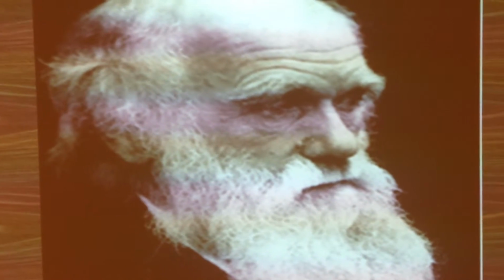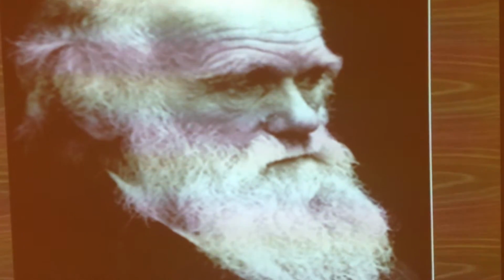So here's Charles Darwin. He wrote a book on the origin of species in 1859. That's over 150 years ago. He developed a theory of evolution by natural selection. This is that organisms change over time as a result of changes in heritable physical or behavioral traits.